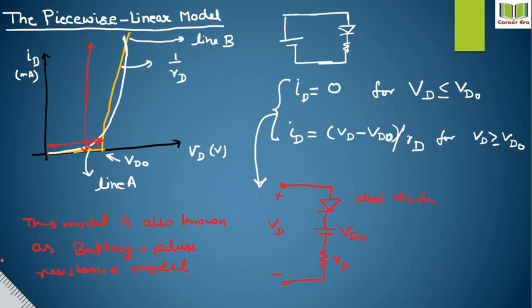So next class we will discuss the constant voltage drop model of the PN junction diode.